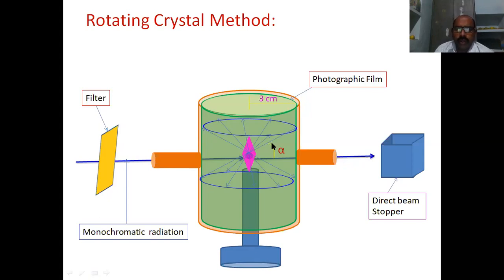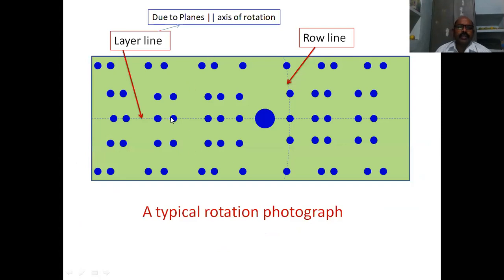If a particular reflected ray makes some angle alpha with the incident direction, we write the equation. Alpha is the angle between the incident ray and the reflected ray. Here we are using a camera of radius 3 centimeter, which will be useful now. Now we see the other one. If we develop the film, it appears just like this.